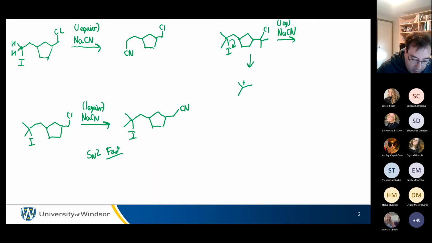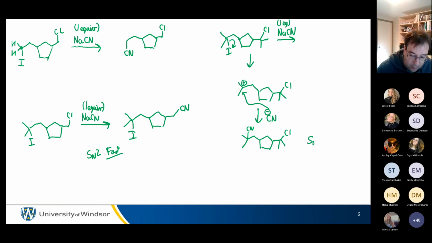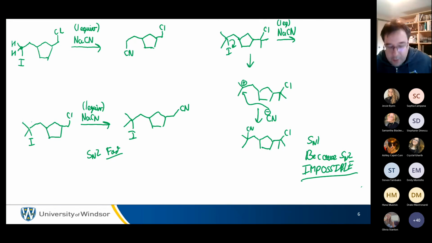And of course, we are going to have the iodide leave because it is the better leaving group. The carbocations are the same. Iodide's the better leaving group, and cyanide comes in. Or rather, the SN2 is inconceivable.